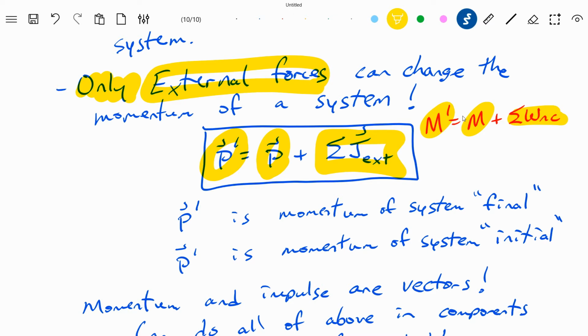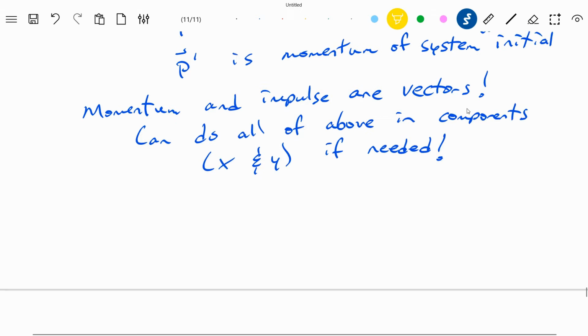So going back to momentum, it says the same thing. The momentum you end with is equal to the momentum you started with plus the net impulse done to your system or provided to your system. All right, so reminder, though, unlike mechanical energy and work, momentum and impulse are vectors. That's a huge difference between work and energy. So you can do this all in components, for example, x and y. Now, like I said, this probably doesn't make a super lot of sense, but I think it will after we start doing some examples.